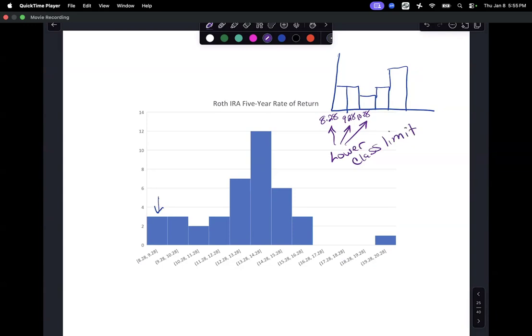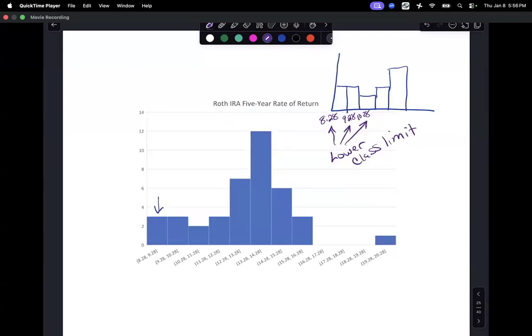So you will know when you look at this, the one that's labeled 9.28, the one before it goes up to 9.27, goes all the way up against that. And then 9.28 starts at the next one. So only the lower class limit is labeled. Any questions on this? Any confusion? Okay.